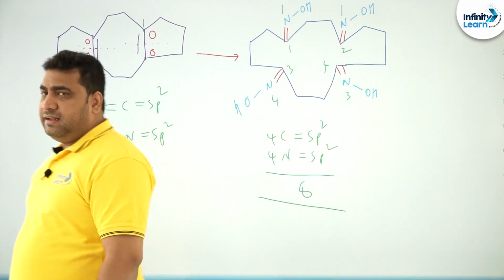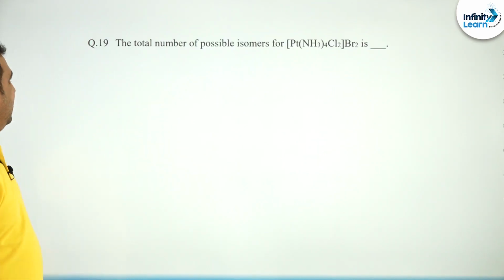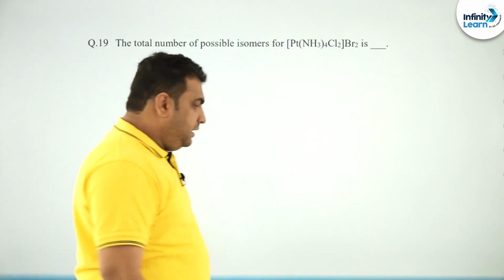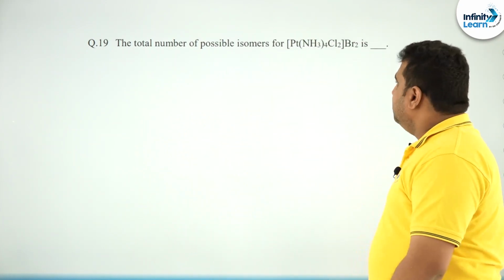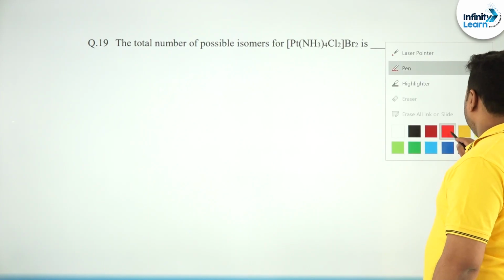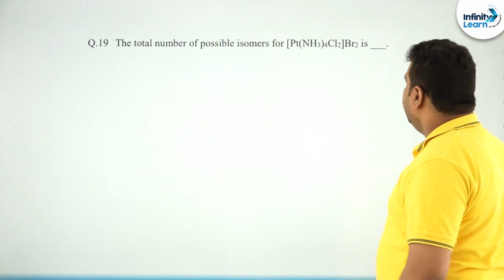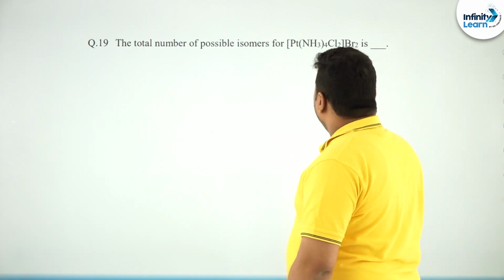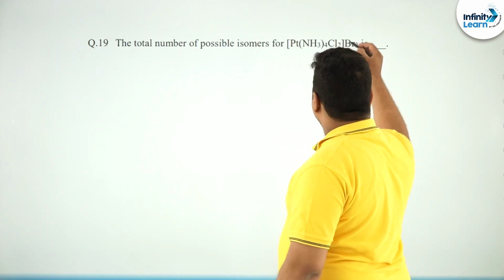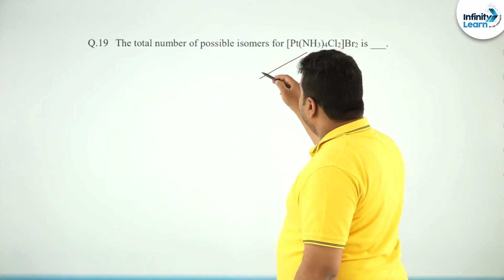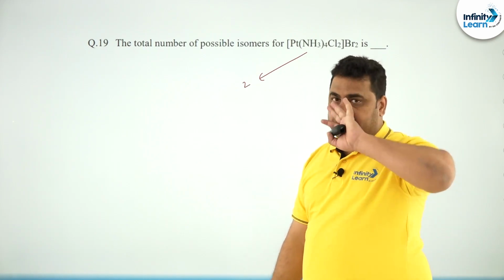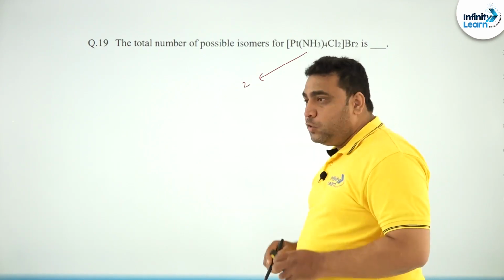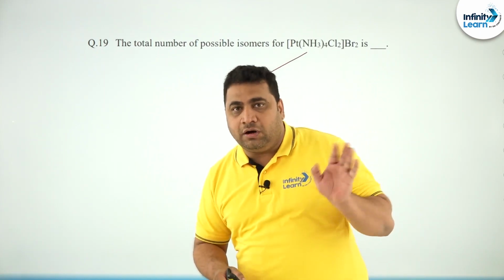Now we will go for the final question of our class, which is very easy. What is it asking? The total number of isomers possible with the given complex. So dear students, the given compound will form two isomers, cis and trans, if your basic knowledge is good, because 4 amine groups are there and the reference groups are not amine here.